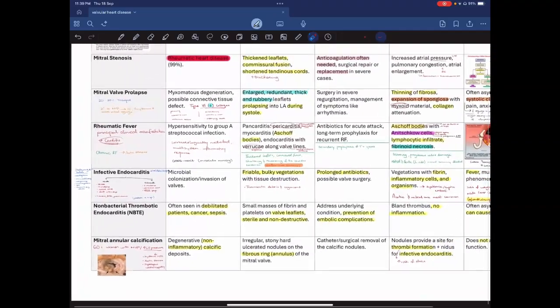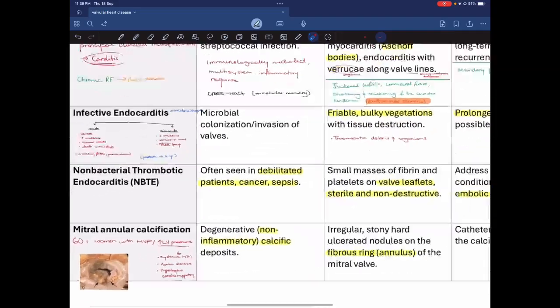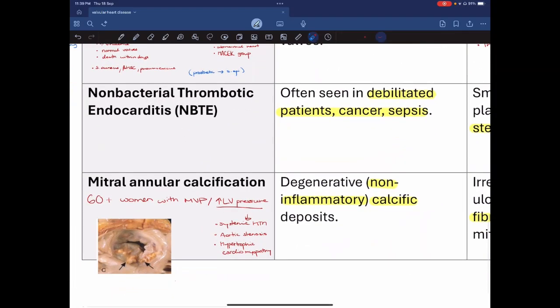It will not affect the valve function, but it is dangerous because this vegetation might lead to a thrombus stuck here, which might then go out as a stroke, or increase the risk of endocarditis, because this area is a preferred area for bacteria to hide in and form vegetations on it.